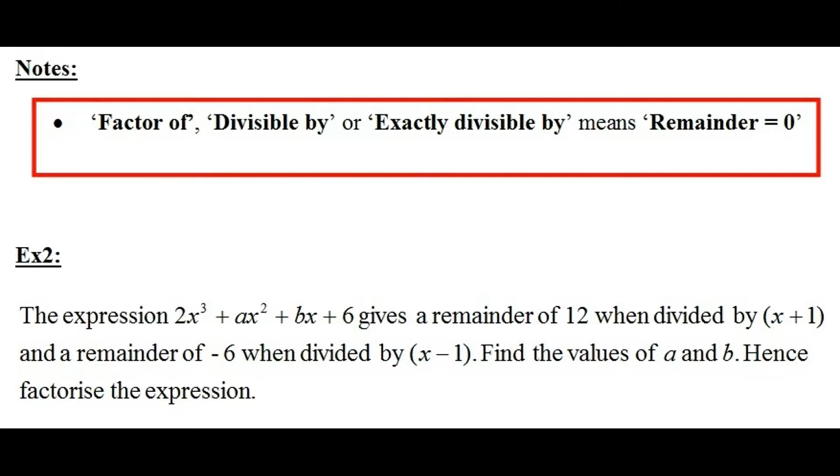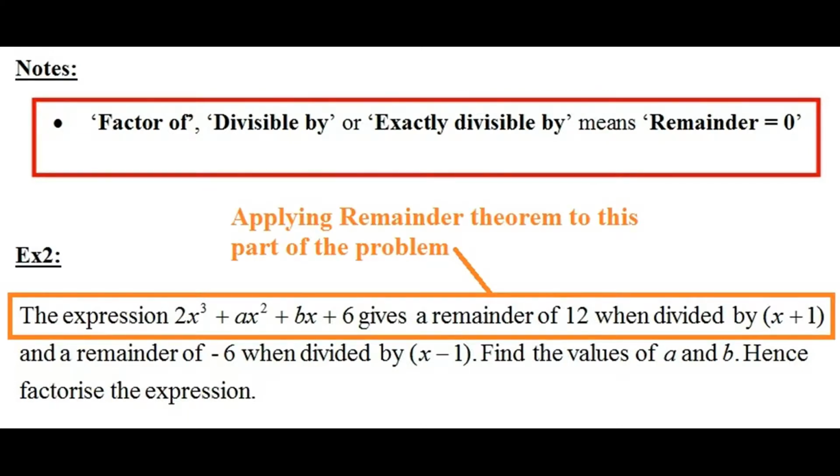The idea of this problem is we need to create two equations in terms of a and b, and we can create the two equations using the remainder theorem. So let me use the remainder theorem to find an equation in terms of a and b when the polynomial is divided by x plus 1, and remember the value of the remainder is 12. So back to the paper and pen. Let's go through the remainder theorem steps to create the first equation.